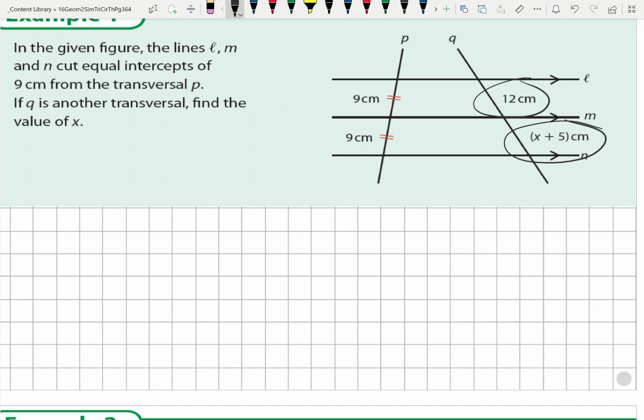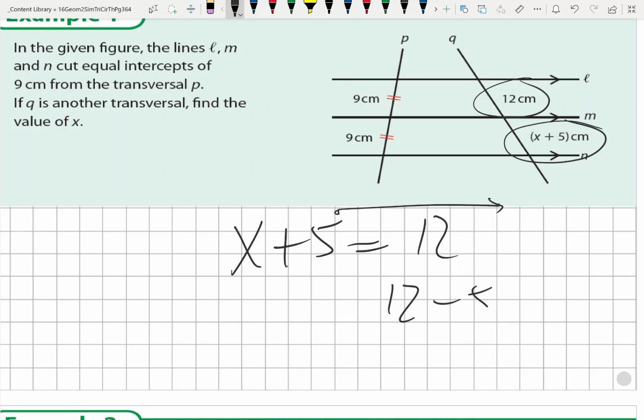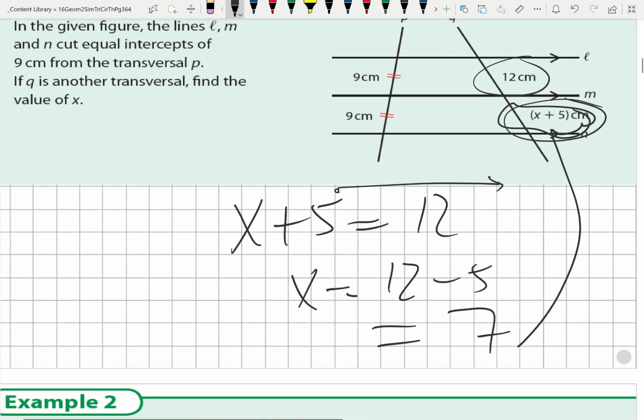So we have x plus 5 equals 12. What is that? That's a linear equation. We're going to isolate x. We're going to change side, transpose that term. It's going to become 12 take 5, which is 7. Okay, and then we can check: 7 and 5 is indeed equal to 12. If Q is another, find the value of x. Yeah, Q. Okay, done.